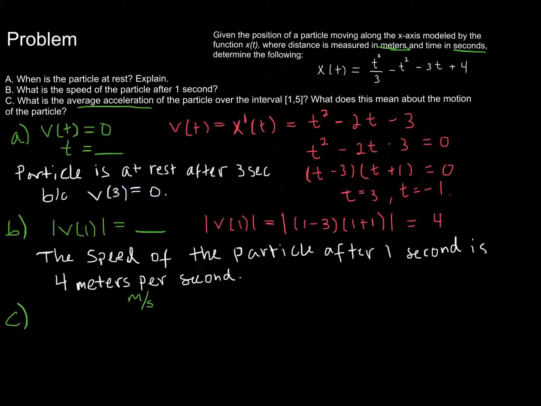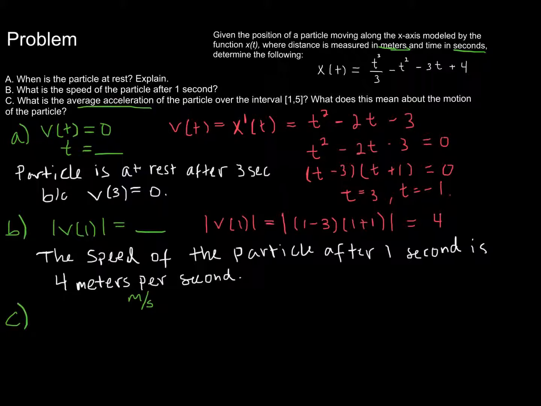We're used to finding the average velocity. How do we do that? Well, we take the position where we ended up minus the position where we started and divide by the time it took. And that will give us the average velocity or the average rate of change. Here, we don't want the average velocity. We want the average acceleration. Well, acceleration is the change in velocity.